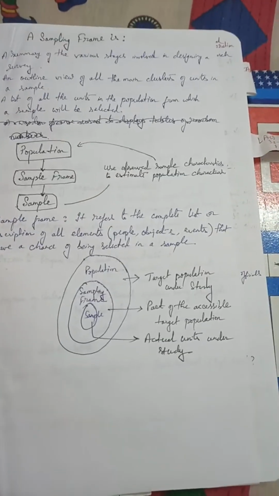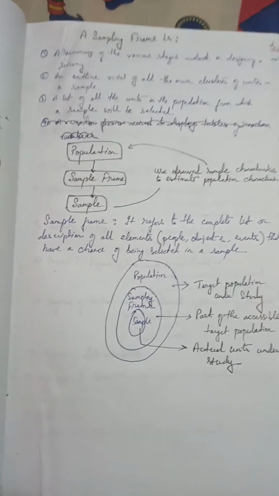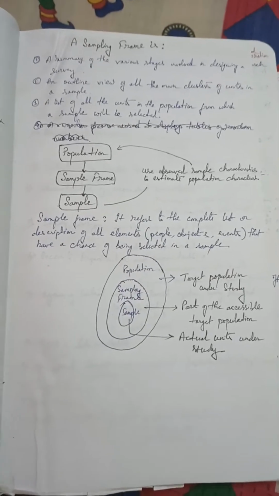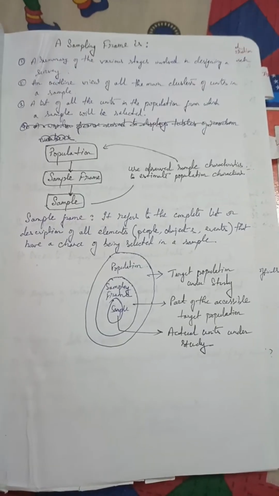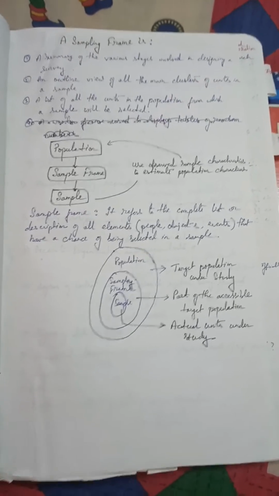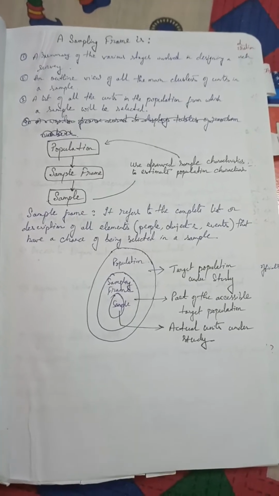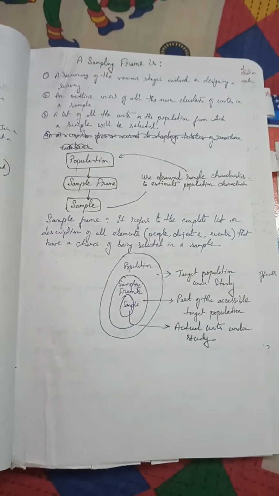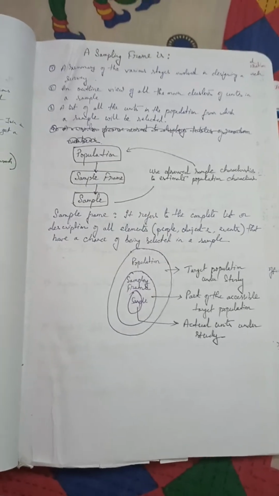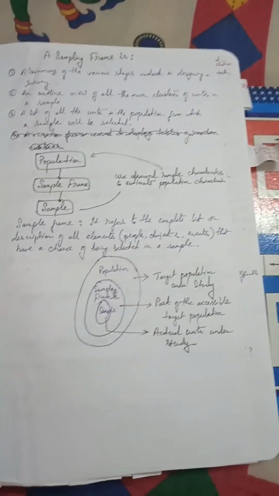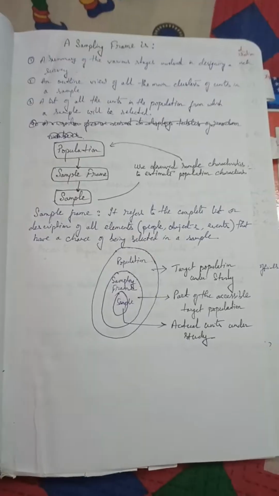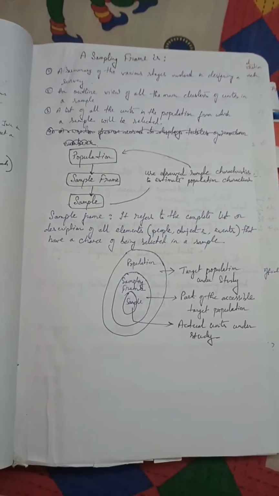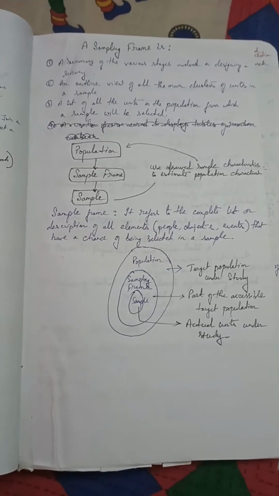Now, why is the sample frame important? It defines who can be sampled, which we must identify. While collecting our data or setting our objectives, we must know where we are doing the research and for whom we are doing the research. It helps in selecting a representative and unbiased sample, which is most important, otherwise there will be error in our research work.